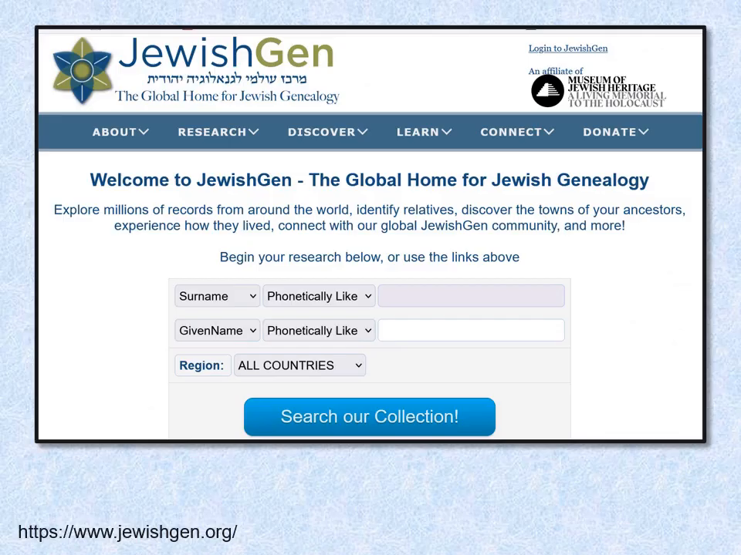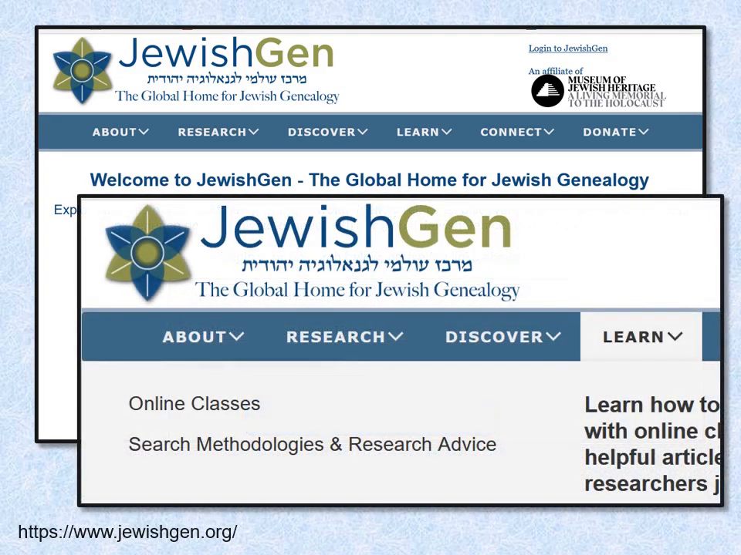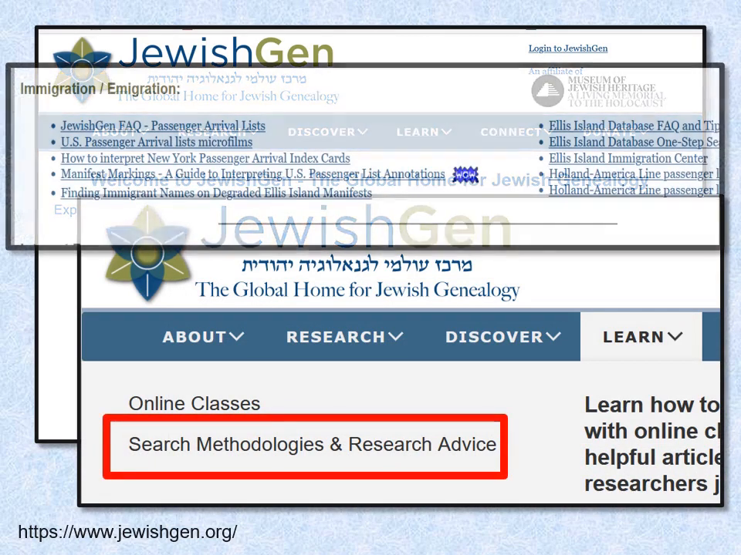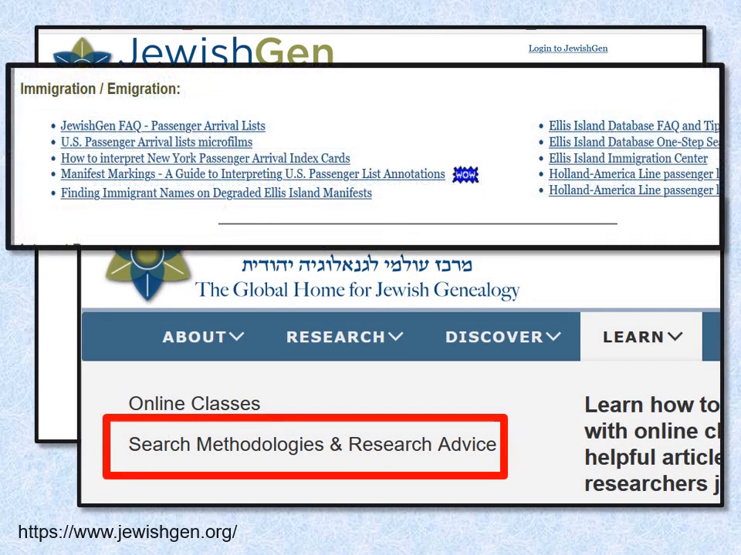In order to find out what all these annotations are, there's an excellent resource. You can go to JewishGen, and what you do is you go to the Learn section. You go down to Search Methodologies and Research Advice. That's over there. And when you do that, you'll find out that there's a series of essays there, including one on manifest markings, a guide to interpreting those annotations you will see.